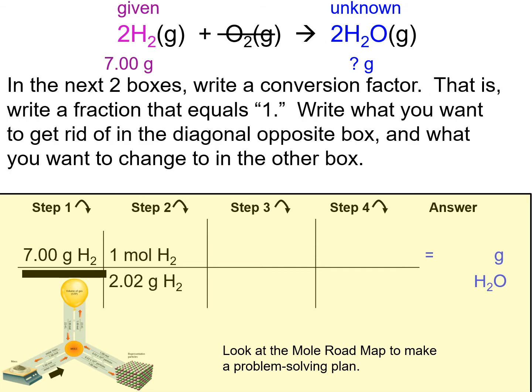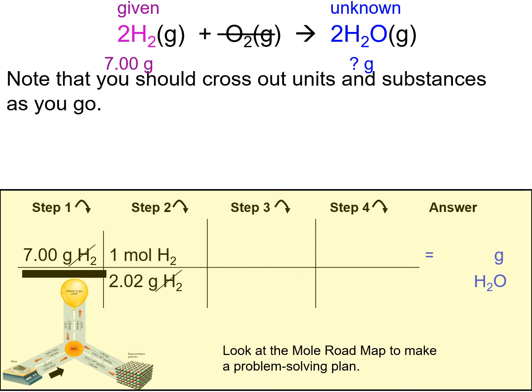So what we want to find is the molar mass of hydrogen. H by itself is 1.01, so times 2 is 2.02 grams of H2. That's equivalent to 1 mole of H2. Now the grams in the numerator under step 1 and the grams under step 2 are both of hydrogen, and so they are going to cancel each other out. We can go ahead and mark through them.